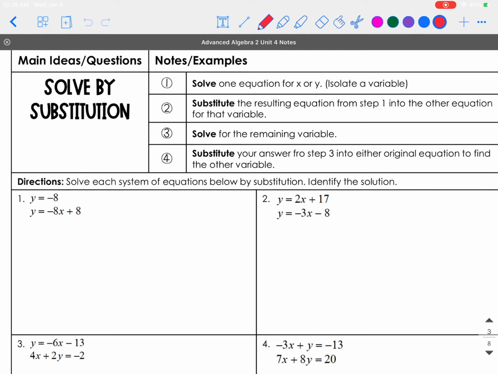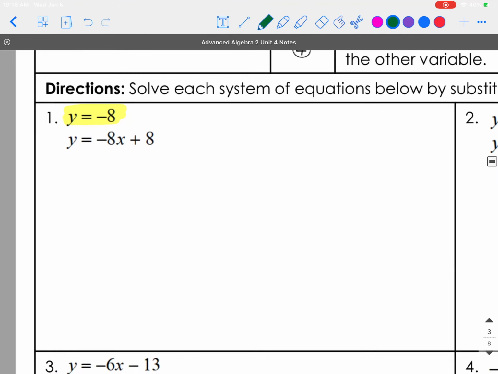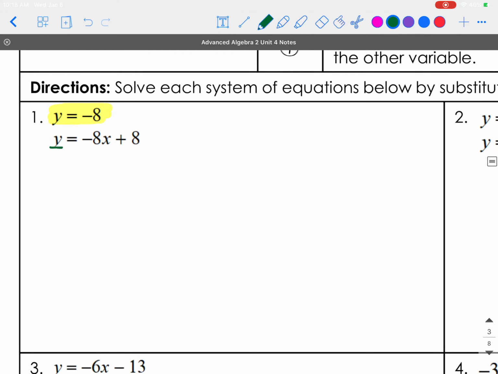In number 1, I already have both of them set to y equals. So this is nice. We don't have to do anything for step 1. I can pick whichever one I want, and I'm going to take that one and highlight it. I recommend drawing a box around it or something. I'm going to find the y in my other equation, and there's my y. I'm going to plug that in for the other y.